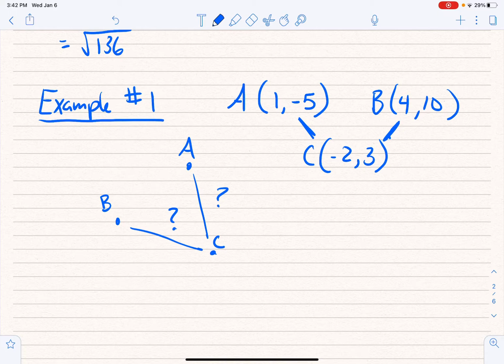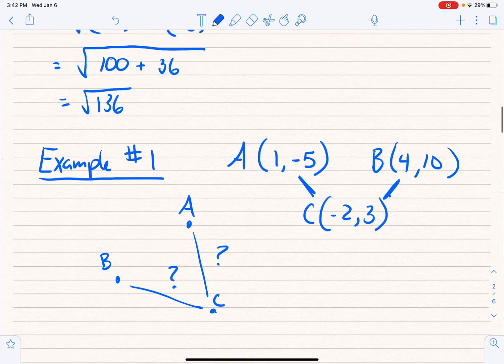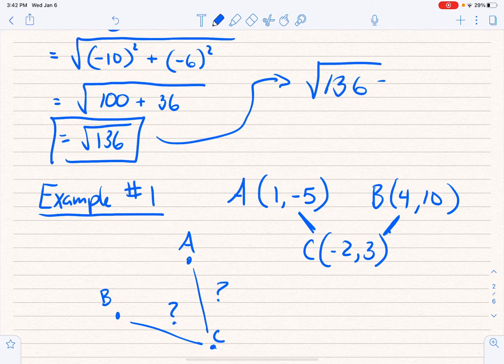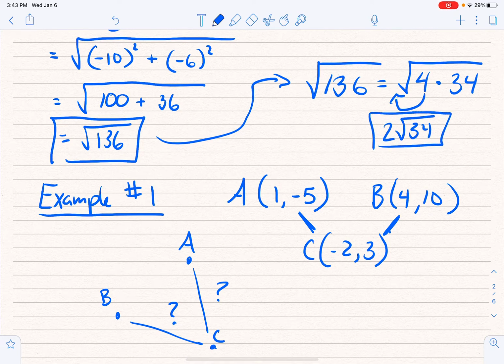Now, one of the things I noticed that maybe some of you did notice, on the last problem, we ended with an answer, the square root of 136. And really, I should have simplified that, because the square root of 136 is the same thing as the square root of 4 times 34. And the 4 could come out, and so that would be 2 times the square root of 34. I want to have us be in the habit of trying to simplify radicals as best we can. That may not have bothered you, but it bothered me as I looked back.